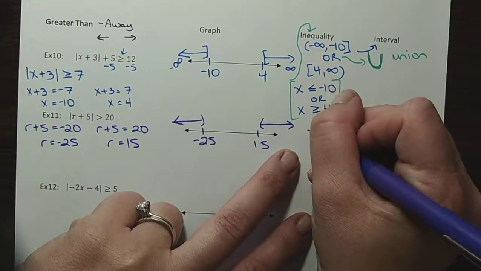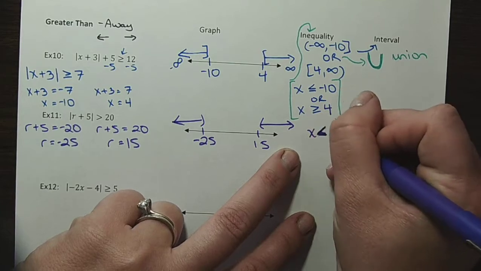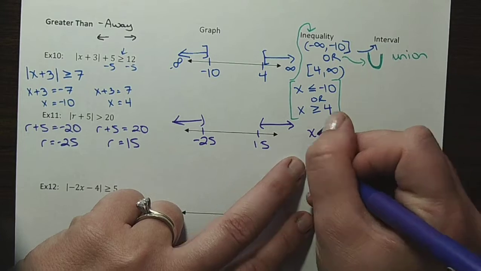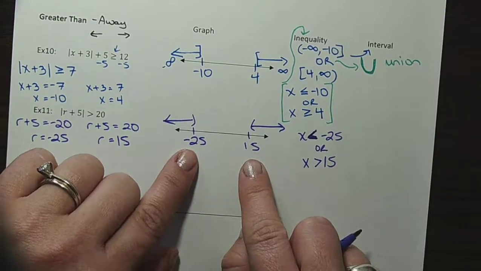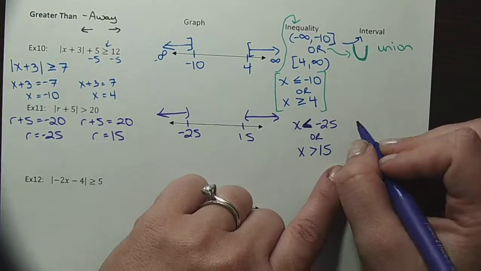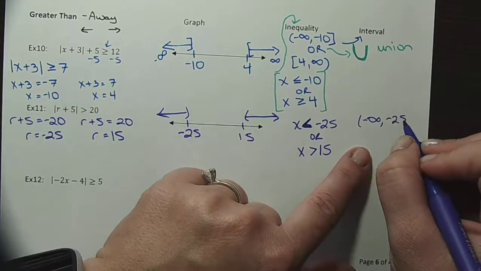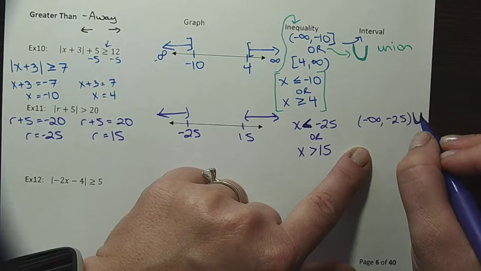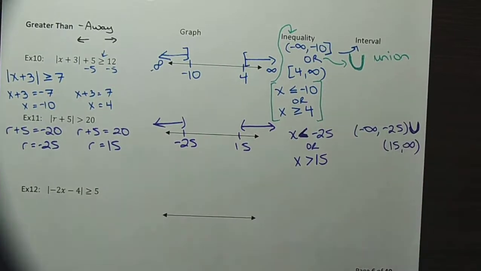So the inequality is going to be x is less than negative 25, or x is greater than 15. You have to read that from the graph. X is less than negative 25 or greater than 15. So for the interval, it's going to go negative infinity to negative 25. You'll see the U for union, and then 15 to infinity. It's usually all on one line. I just ran myself out of room.